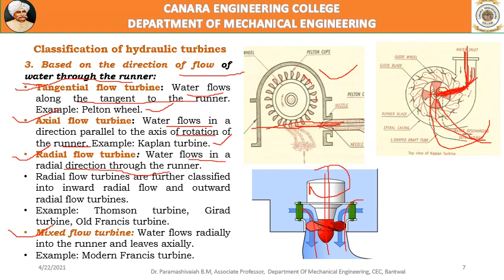And the fourth one is mixed flow turbines, wherein the water flows radially into the runner and leaves axially. It is a special case wherein the water enters the turbine along the radius and moves out axially, along the axis. So it is called a mixed flow turbine. A modern Francis turbine is an example of a mixed flow turbine.